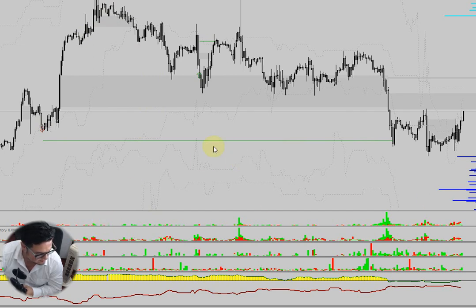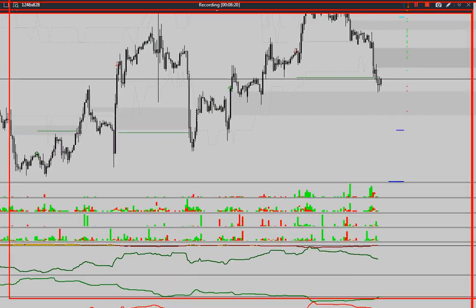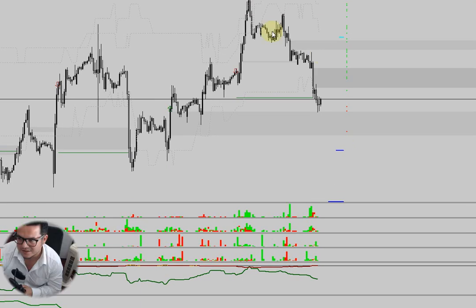Plateau pattern. Plateaus are areas where we often have stops, like here. Let's go to Euro Pound. You see like here, this is a plateau. Often we have stop accumulations there.